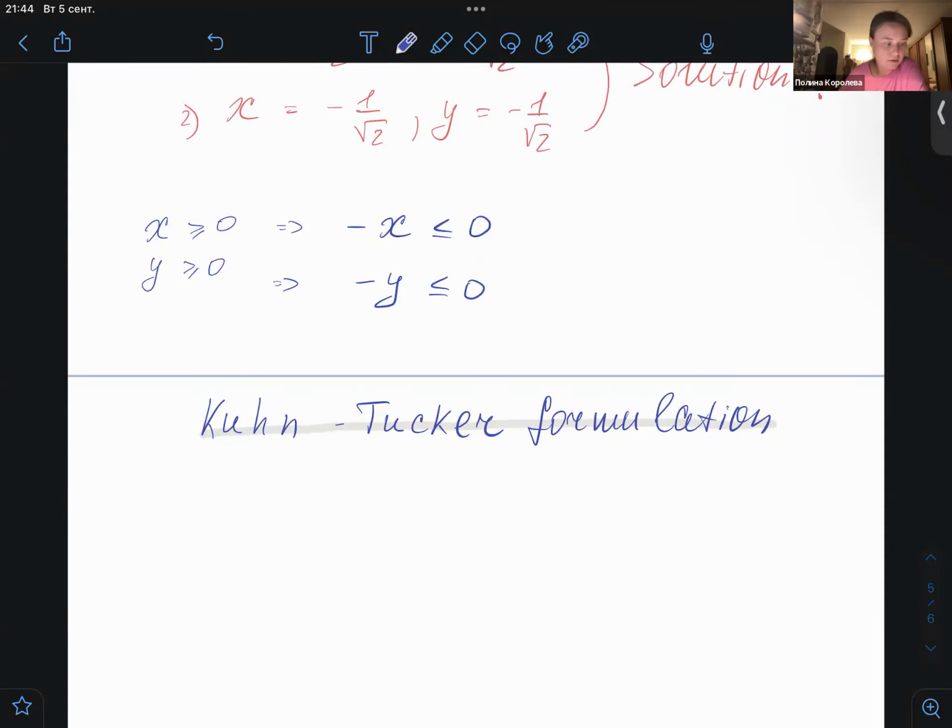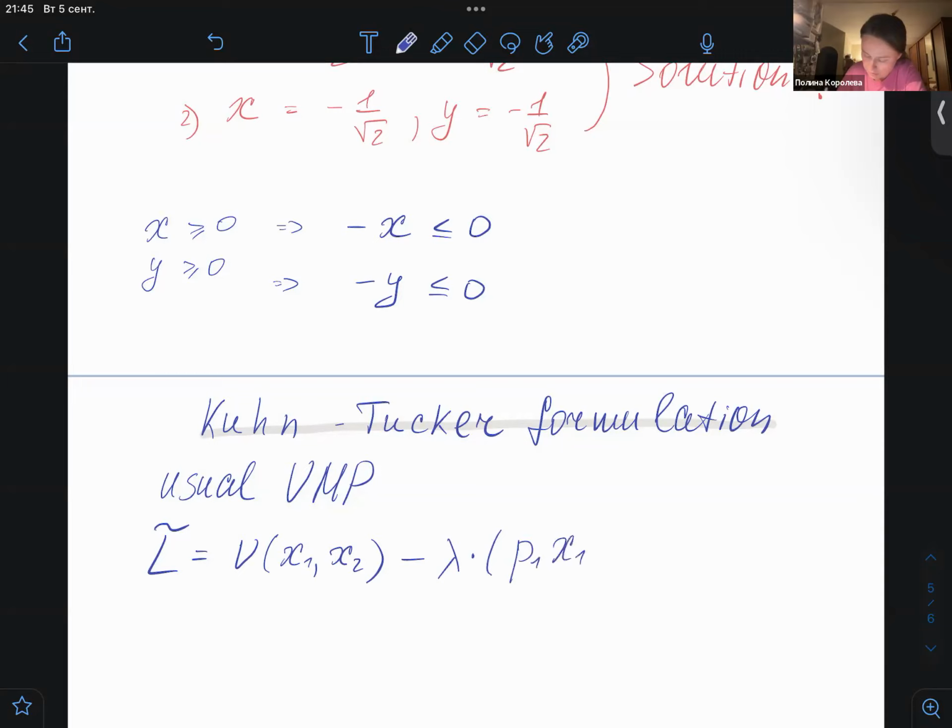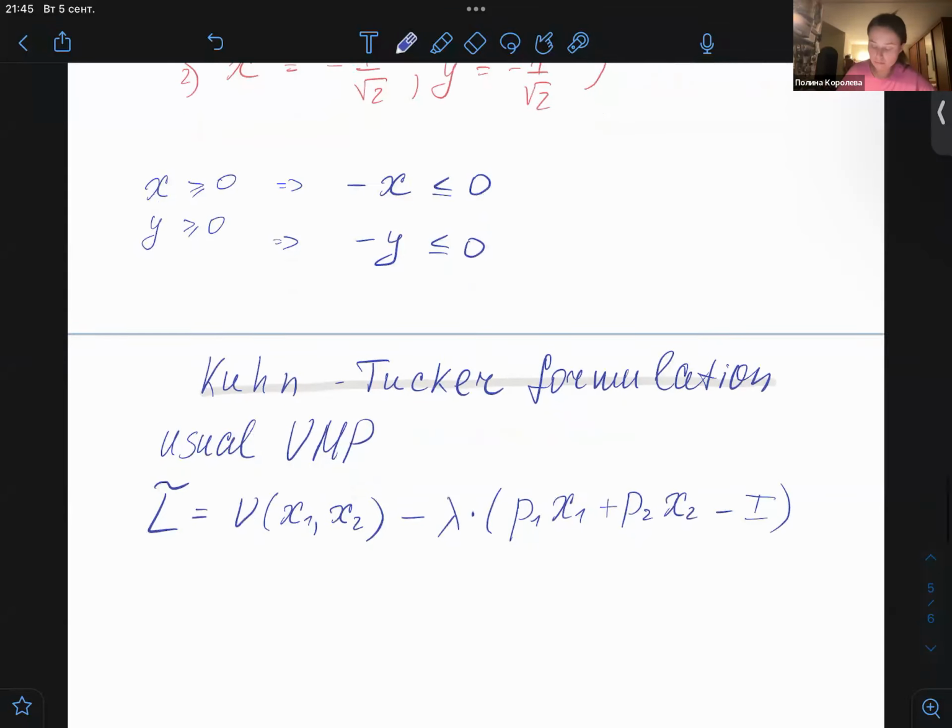For example, we will have our usual utility maximization program. Let us write down the Lagrangian only with one constraint. It is the budget constraint, but without these non-negative constraints. I'll call it L. Our utility as a function of x1, x2, minus the Lagrange multiplier times the price of the first good, x1, plus the price of the second good, x2, minus our income. But we also know that x1 and x2 should be non-negative.